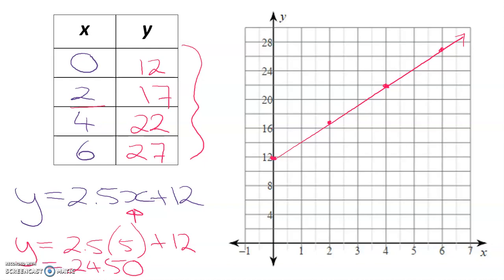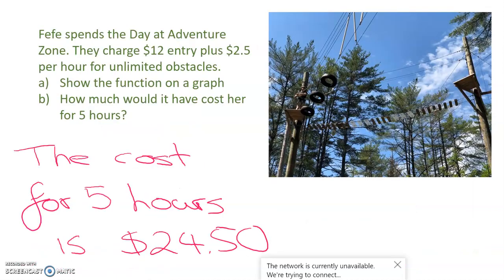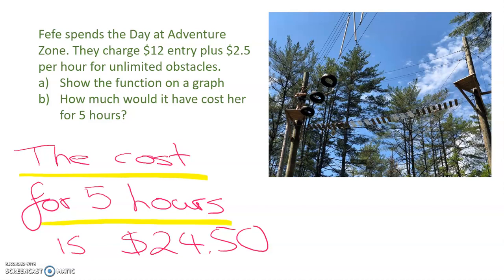Or you could use your graph and go to the 5 on the x-axis, go up, up, up, up, up, up, up, up, and see where it hits the line. Now, this one's a little hard to read. Because it's going up by 2s, 25 is halfway. So halfway between 24 and 25 is 24 and a half, which is exactly what we got. So we've drawn our graph, and to answer the question, we would say the cost for 5 hours is $24.50.